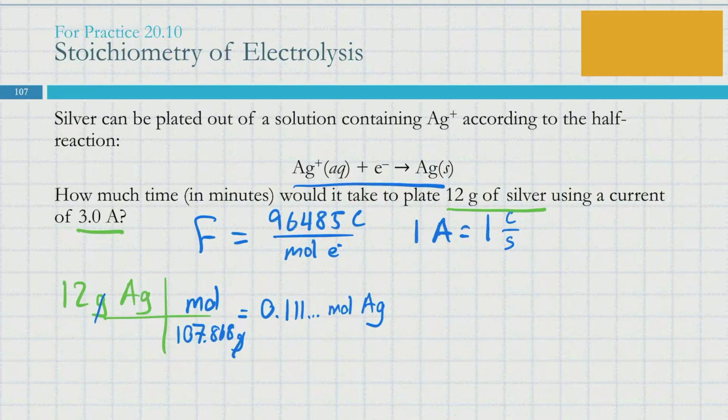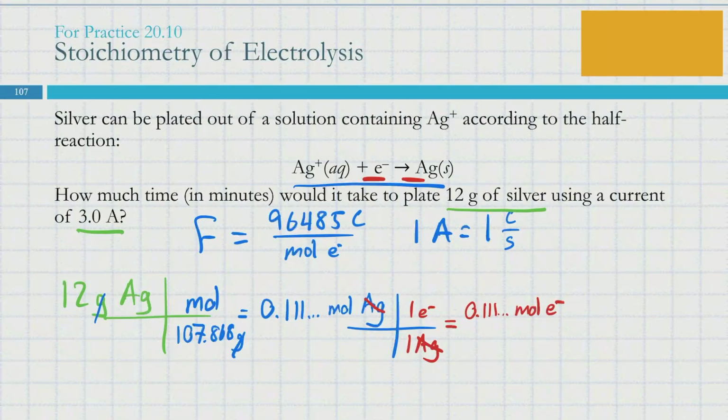We just learned that we can convert with stoichiometry between silver and electrons, and that's our next step. Our ratio from our balanced equation is 1 to 1, very convenient, nothing to put into our calculator. So we need 1 electron put in for every 1 silver that we take out of solution. So 0.111 dot dot dot moles of electrons.